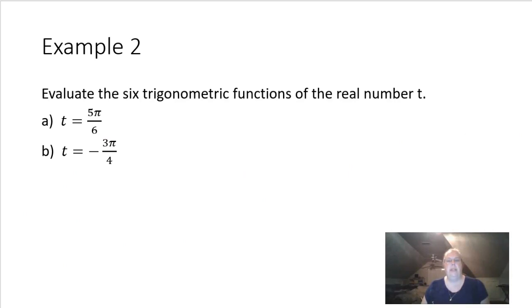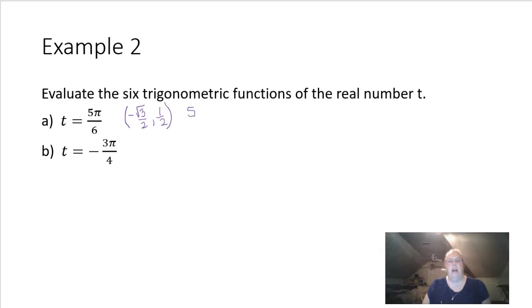Example 2, evaluate the 6 trigonometric functions of the real number t, part A when t is equal to 5 pi over 6, and part B when t is equal to negative 3 pi over 4. All right, if we look on the unit circle, the coordinates at 5 pi over 6 are negative square root of 3 over 2 and positive 1/2.